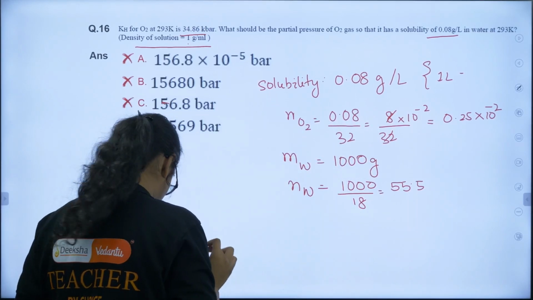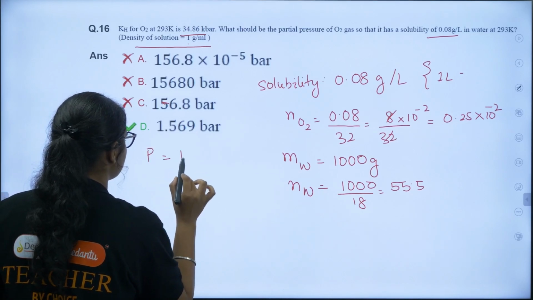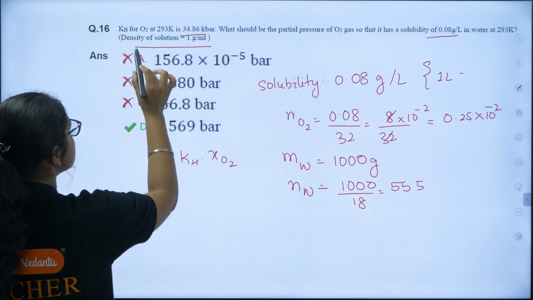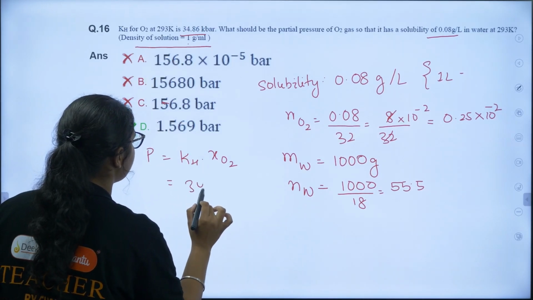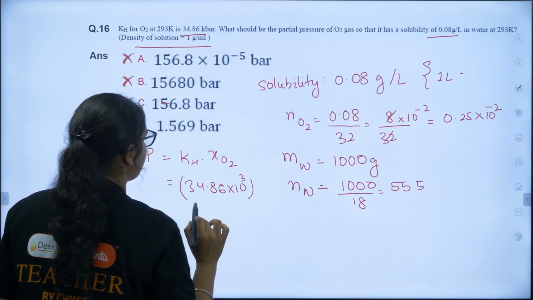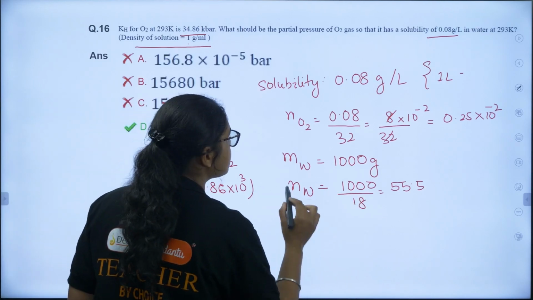Now we can use the formula of Henry's law. In this question, the pressure of the gas is equal to kH into the mole fraction of O2, right? Now what is the kH value given? That is 34.86 into 10 to the power of 3. Okay, and then the mole fraction of O2 will be this one.